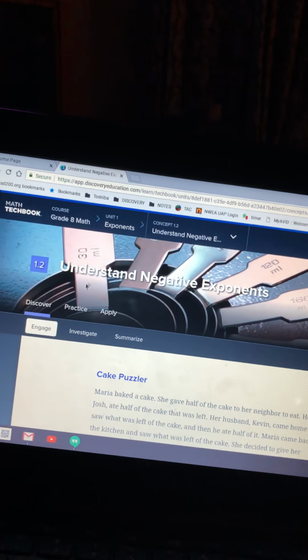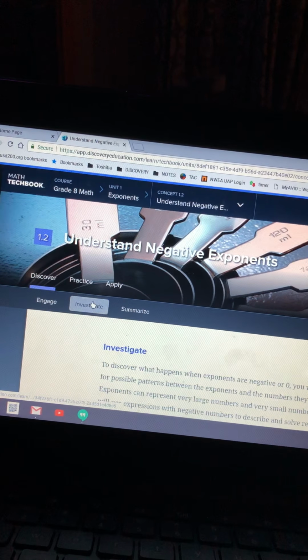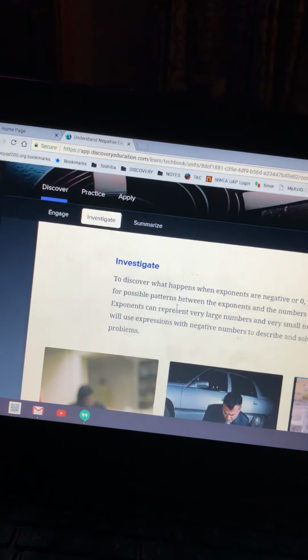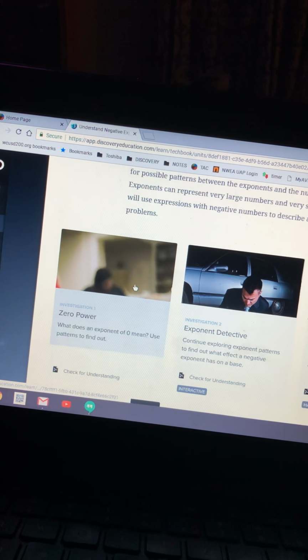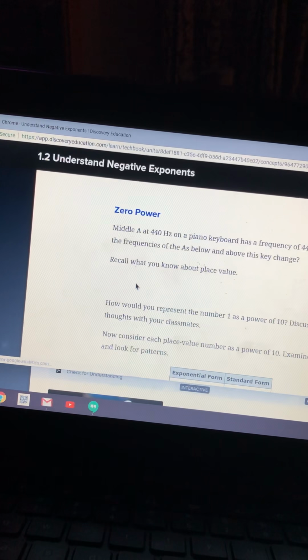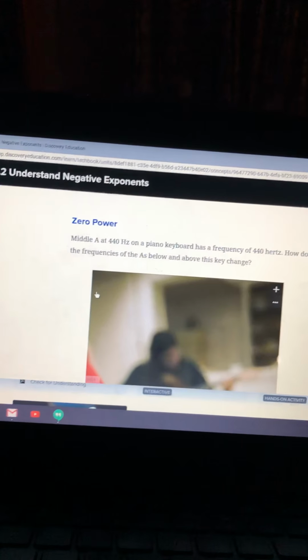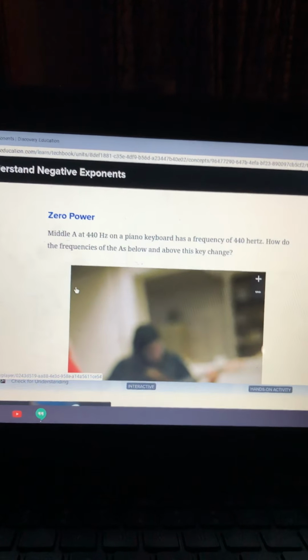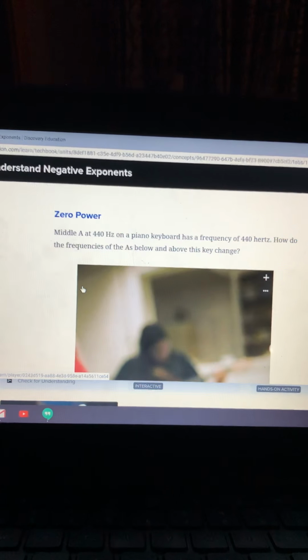Hey guys, so today we're going to work on an investigation. We are going to work on investigation 1, the zero power. So I believe this is on pages 3, 4, and 5 in your packets.